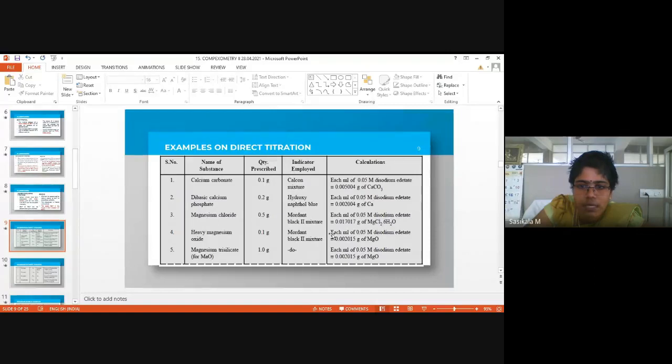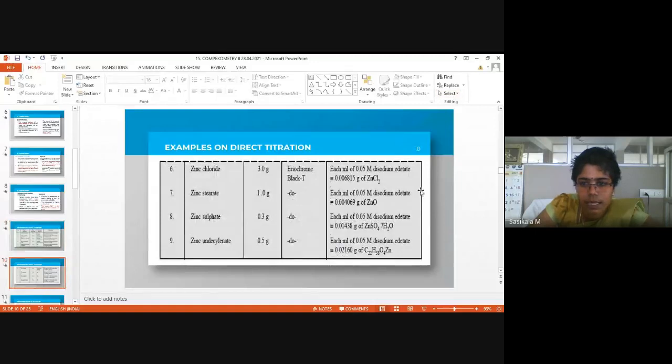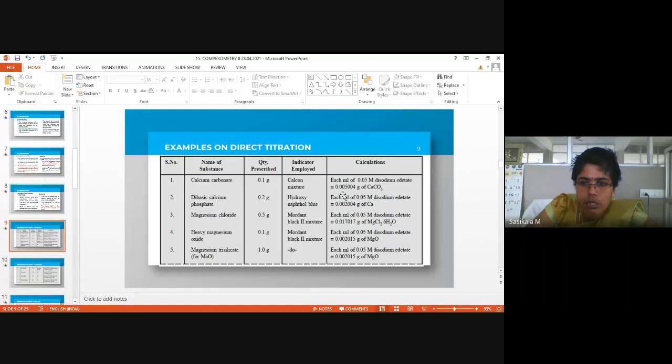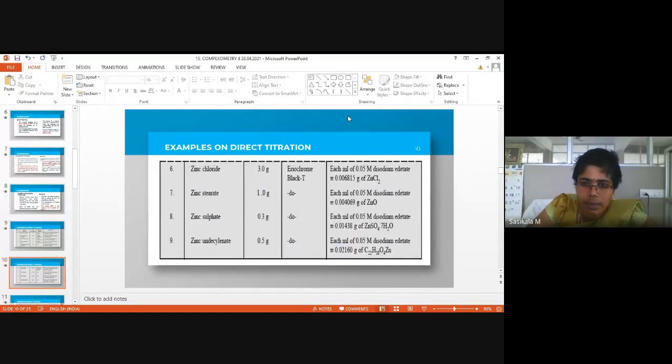So it is converted into the sodium salt, and these are the different indicators employed for complexometric titration by the direct method. The quantity taken, the burette content, and the indicator: Mordant black 2, hydroxynaphthol blue, calcon mixture. So these are all indicators. Some drugs are titrated using Eriochrome black T and Mordant black 2. These are the same only. The name of the indicators will be the same, even with different names.